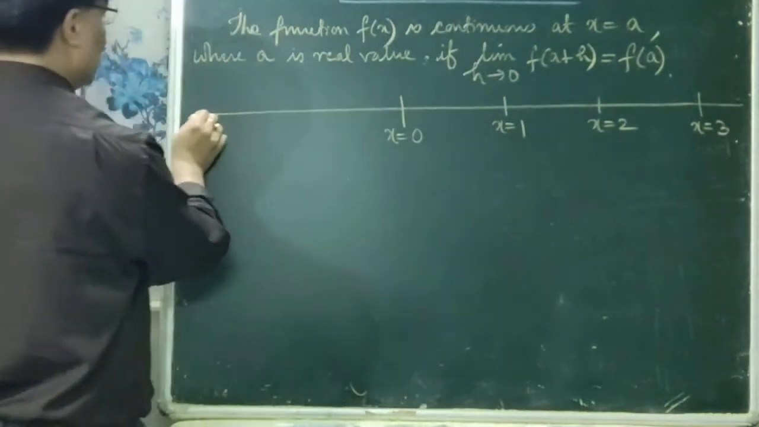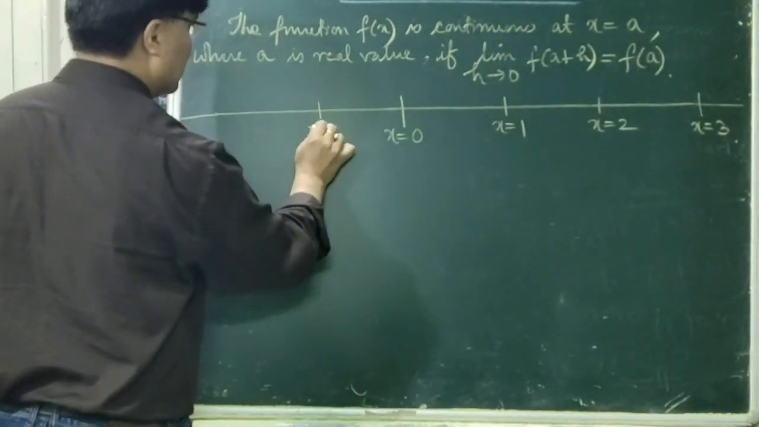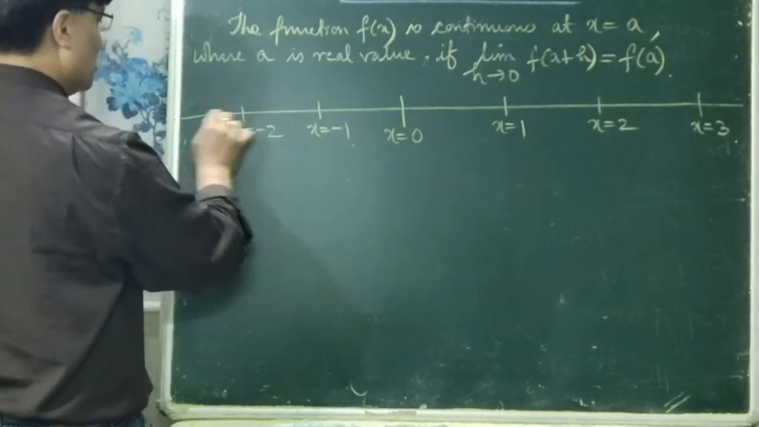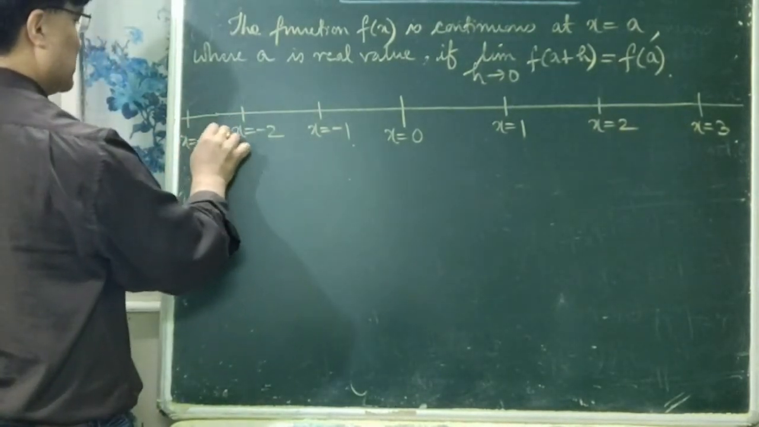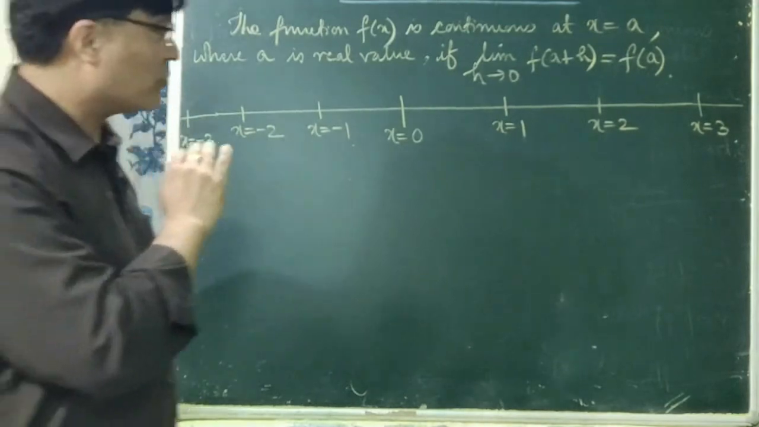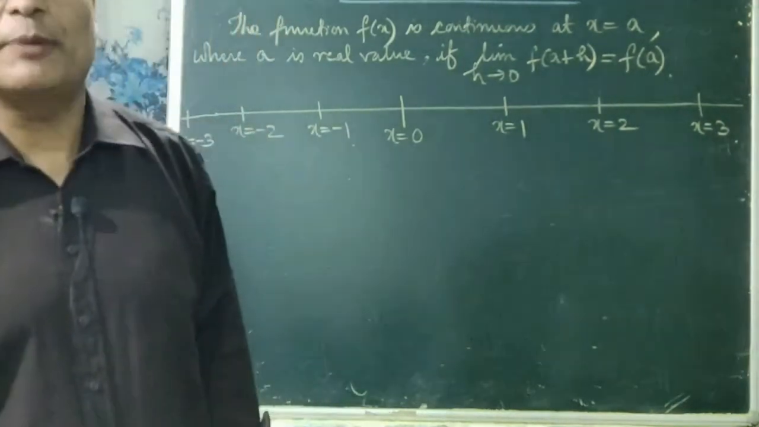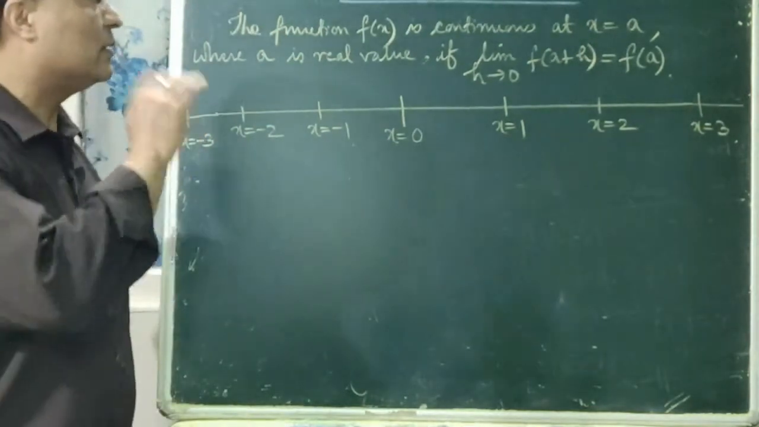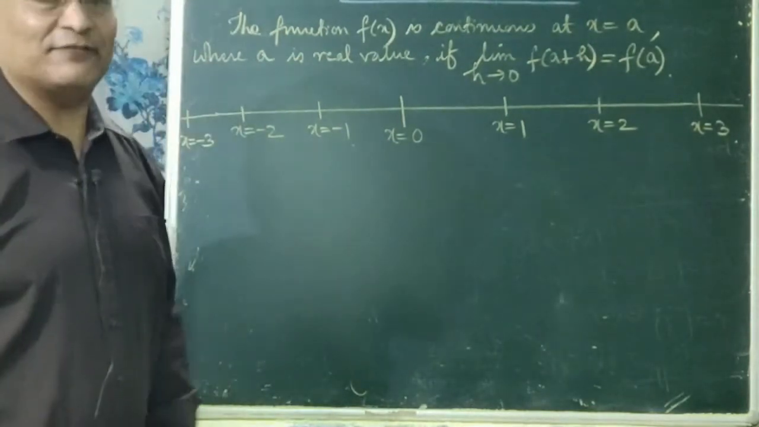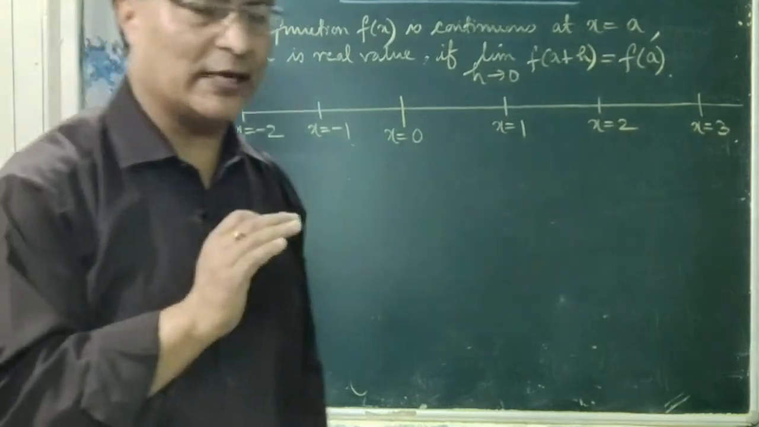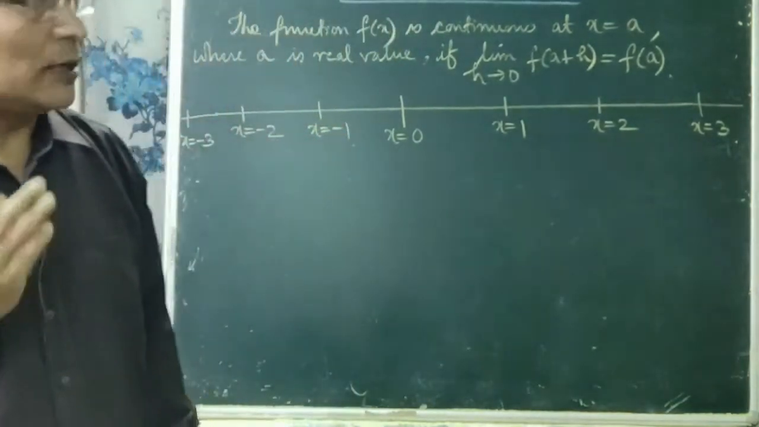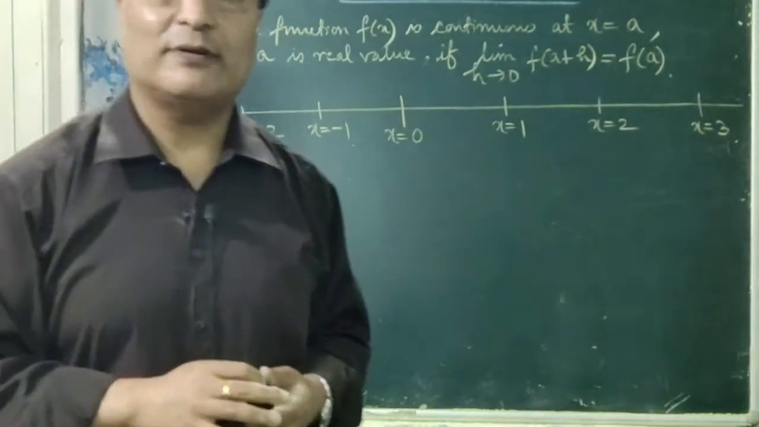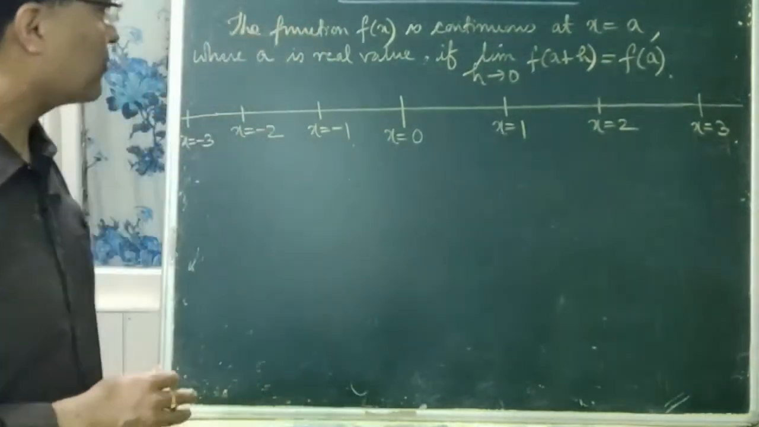And on the left of x is equal to 0, what will you write? x is equal to minus 1, x is equal to minus 2, and so on, x is equal to minus 3. So let us try to understand this number line. If you understand this number line, the definition will be clear for you, then you will understand what limit h tends to 0, f of a plus h is equal to f of a means.